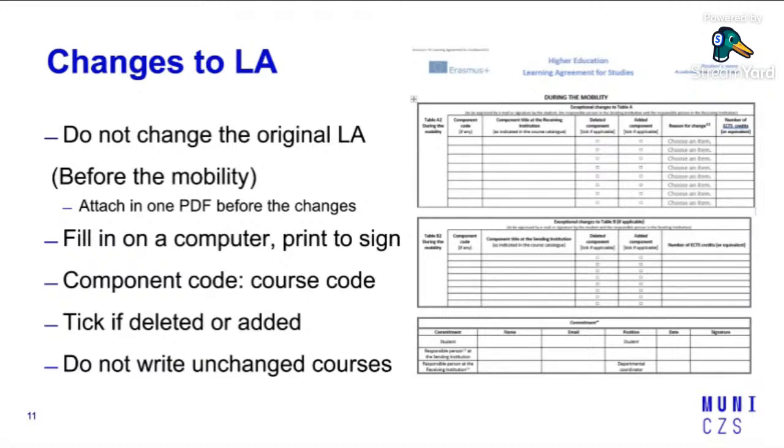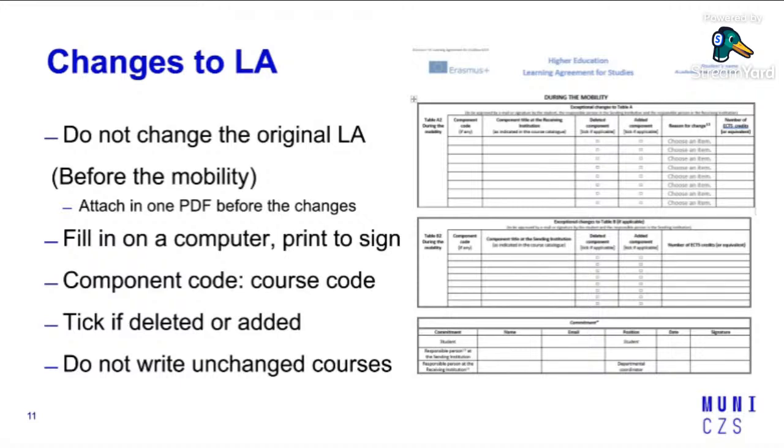Ideally, fill in the table on a computer, print it out and sign it. Also, it's possible to sign the document electronically. Once you print it out and sign it, you must scan it to have it in your computer. As for the table A2, the component code is the course code. You can find it in the information system.